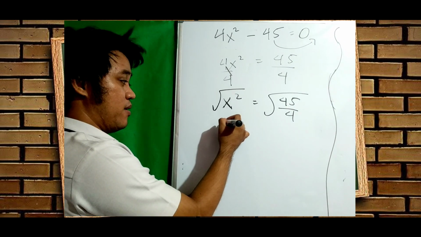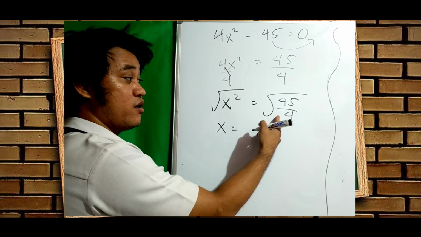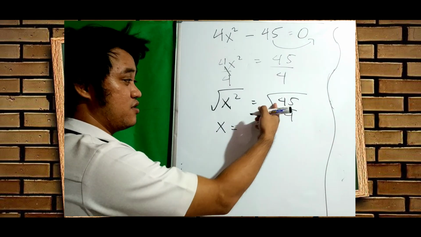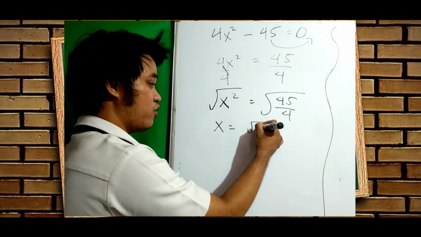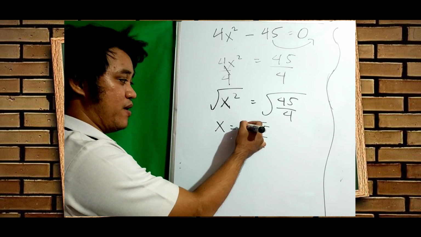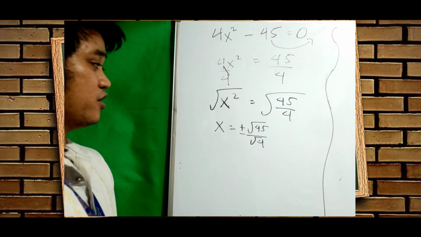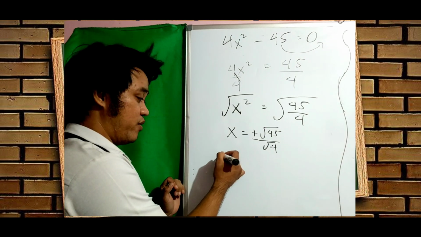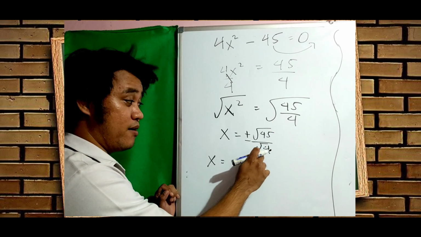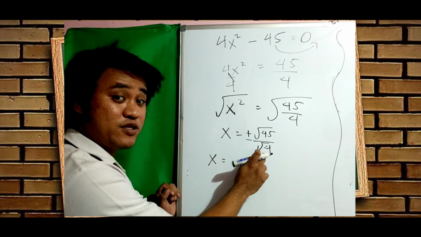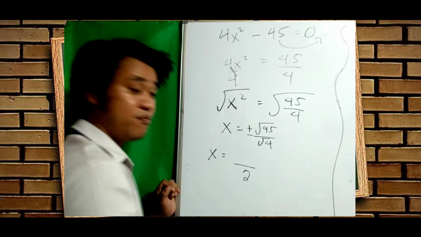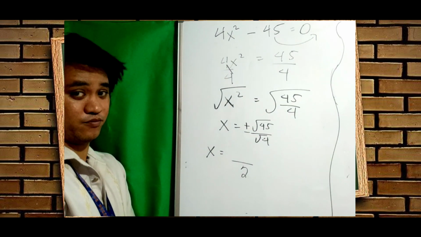So this will become x is equal to, by the rules of radical expressions, this is the same as square root of 45 over square root of 4, plus or minus. So we have x is equal to what? Square root of 4, or 4 is a perfect square. So we can say that the square root of 4 becomes positive 2.